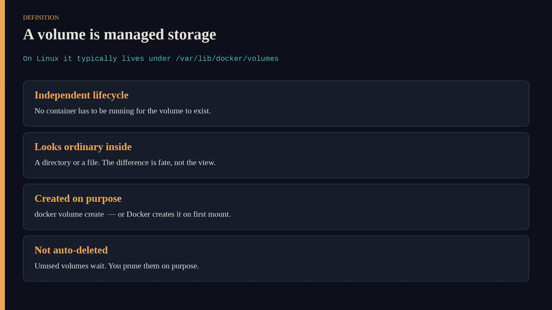That patience is both a gift and a mess. Data survives accidents. Disks fill with forgotten names. We will come back to that cost. For now, hold the definition. A volume is Docker-managed storage whose life is not tied to the process that first used it, and whose contents can be shared without being copied into every image. The software can remain a light bulb. The filing cabinet finally has its own address.